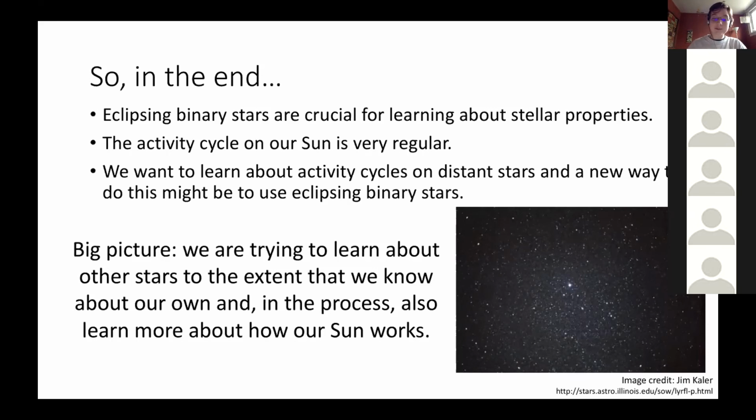And the project that I've been working on is a way to use eclipsing binary stars that might actually be able to tell us about the activity cycle on some of these distant stars. Because in the end, what we're trying to do is learn about other stars to the same extent that we know about our own. Because we can see our sun, we know a lot about it, and we want to learn about other stars the same way. And if we do that, we also will have a better idea of how our sun works and how stars in general work.